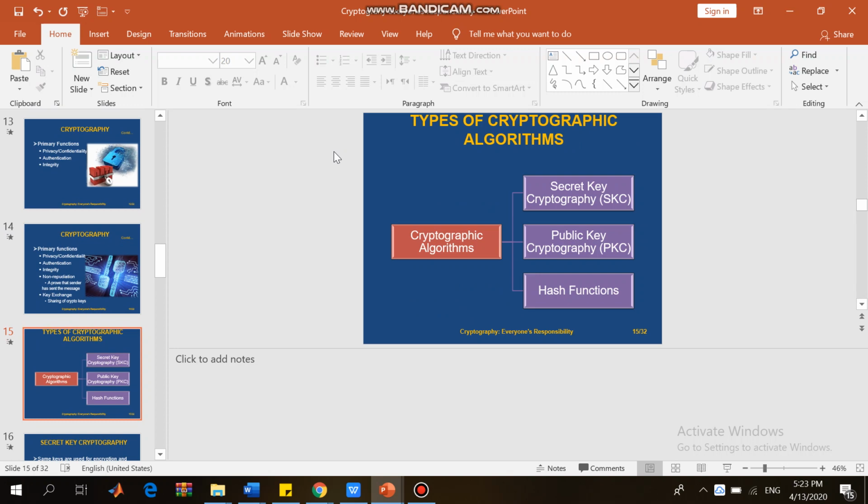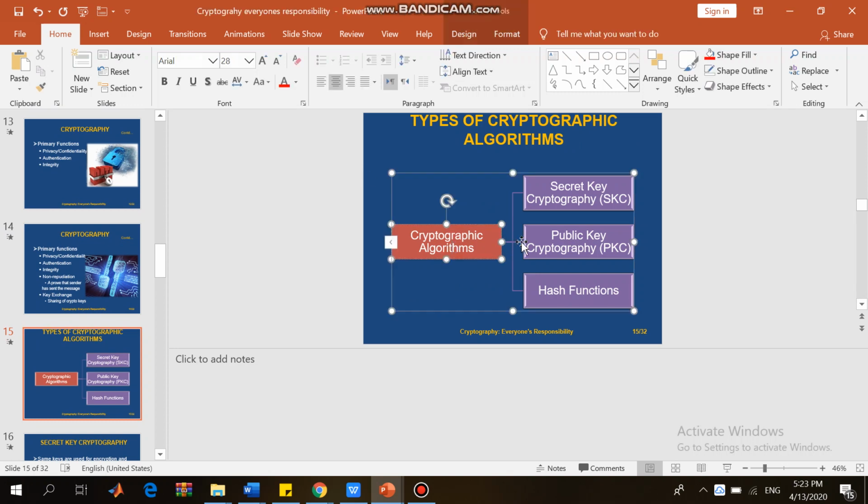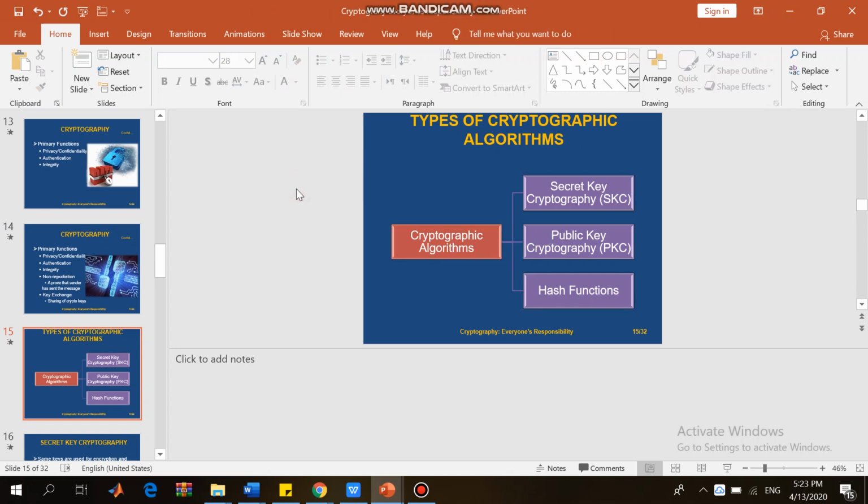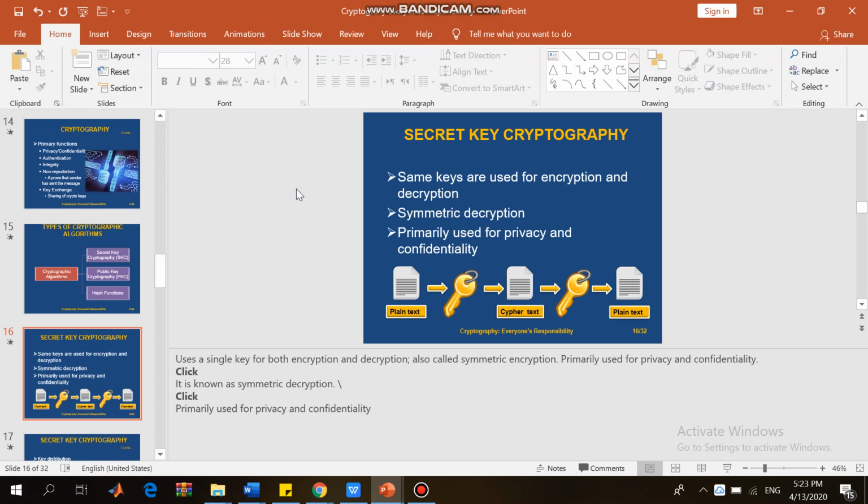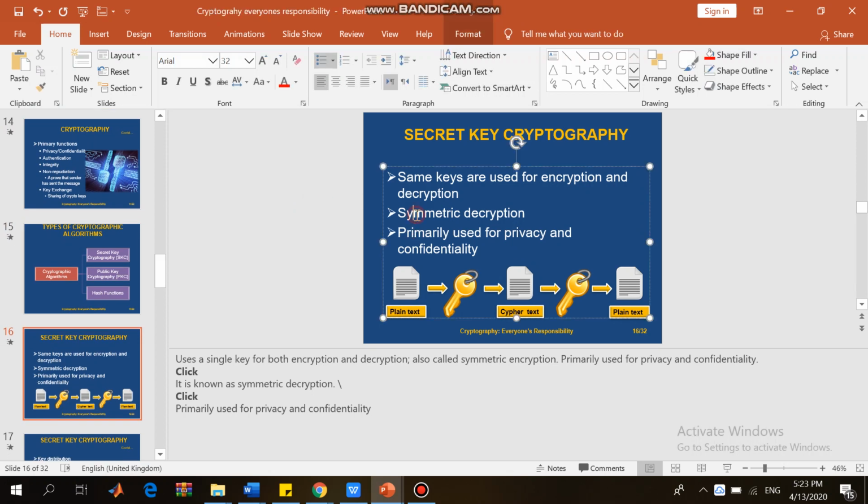Okay, here we can see a good sequence diagram, schematic diagram. You can see well written bullets here. Same keys are used for encryption and decryption, symmetric decryption. These are not lengthy sentences, although they are somewhat lengthy, but whenever you are writing a bullet, you must write something brief that can explain the idea. You don't need to write paragraphs here in the bullets.